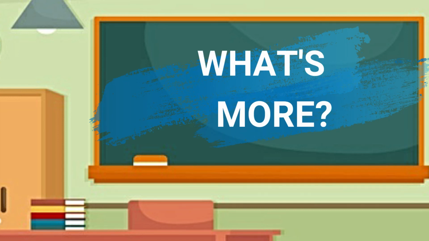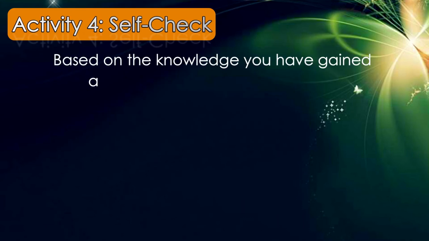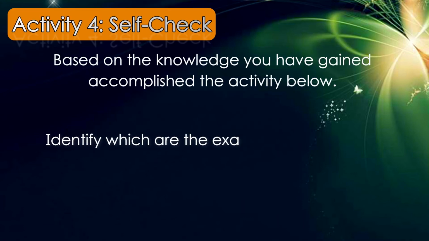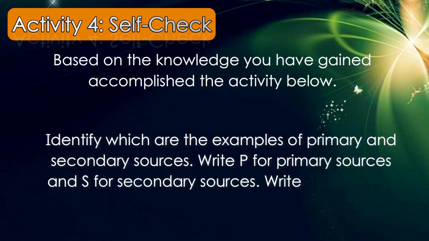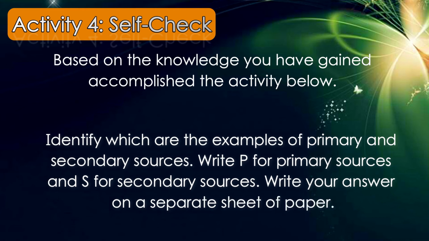What's more? For your activity number 4, self-check. Based on the knowledge you have gained, accomplish the activity below. Identify which are the examples of primary and secondary sources. Write letter P for primary sources and S for secondary sources. Write your answer on a separate sheet of paper.